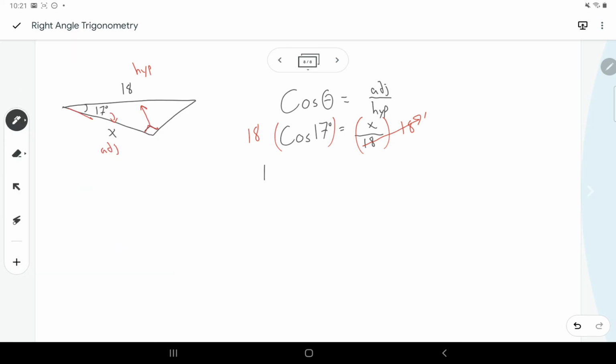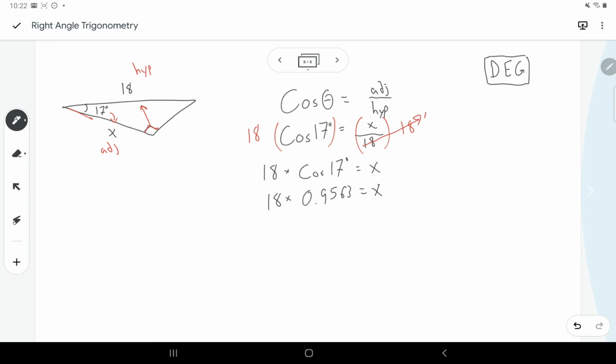So if I were to rewrite this just for simplicity's sake, it'll be 18 times cosine of 17 degrees equals x. Okay, now everything on the left is solvable, so we can start solving. So we should have 18 times the cosine of 17, which is 0.9563. And remember that your calculator should be in degree mode. So not radians, not gradians, degrees. Otherwise you will get the wrong answer and you won't know until the end.